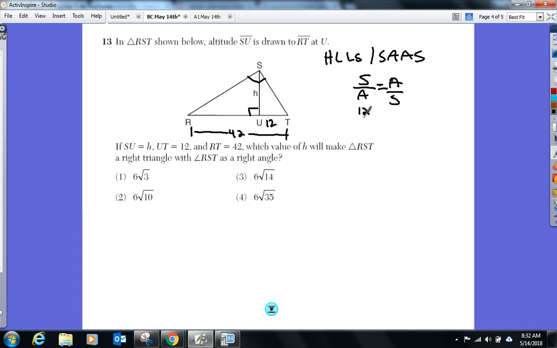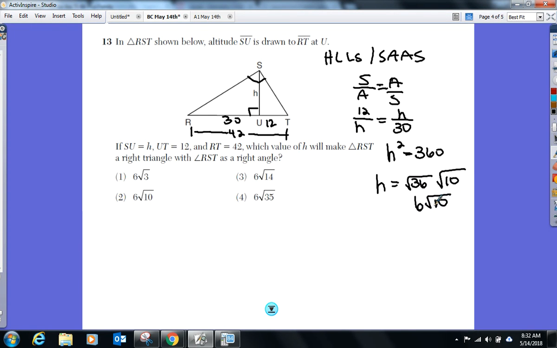Segment 12. What about the other segment? Not 42. 30. Be careful. I'm sure that multiple choice answer was there if you used 42. H over 30. H squared equals 360. And I look at the choices. You have to break it down. Anybody find the perfect square that goes into 360? 36 and 10. 6 radical 10, yes? 6 radical 10.